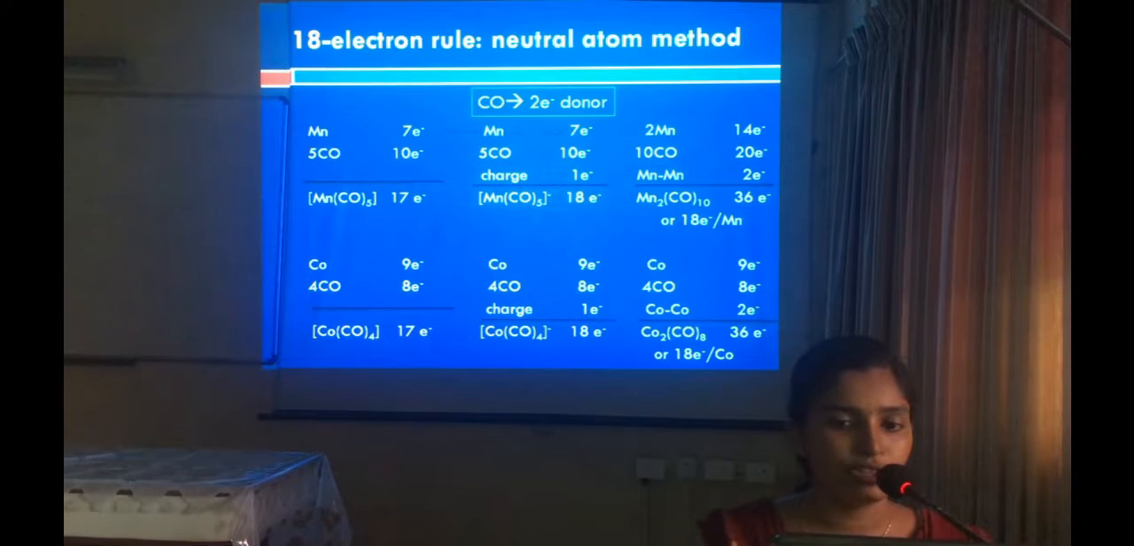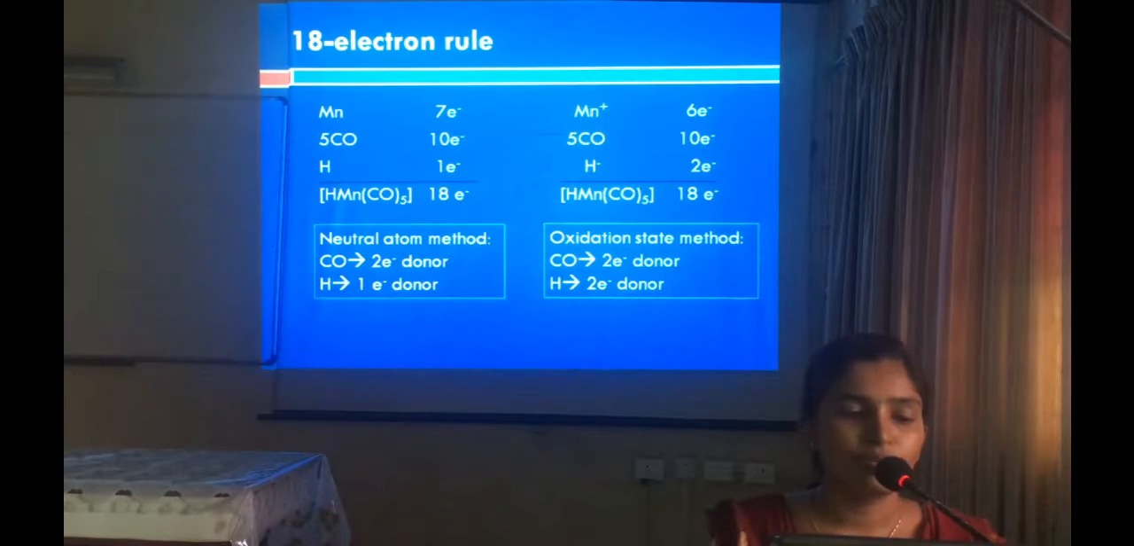And here we can see that the total electron count is 36 electrons, which means 18 electrons per manganese, and hence this complex is stable. Experimentally also, this is a stable complex. Similarly, we can apply it to the cobalt-based complex.